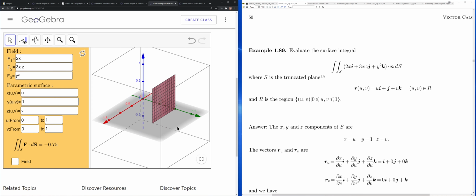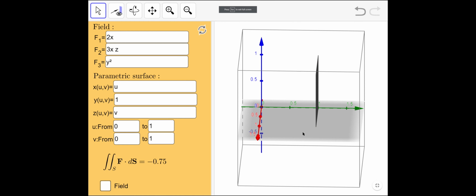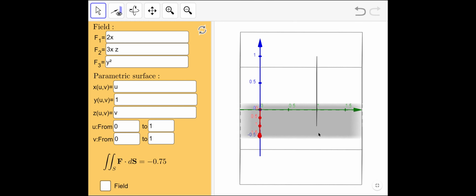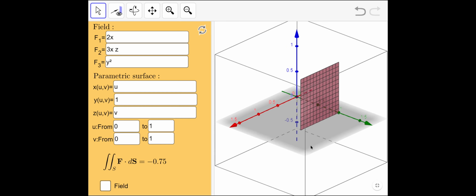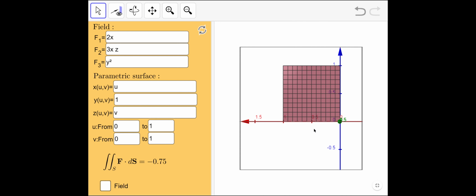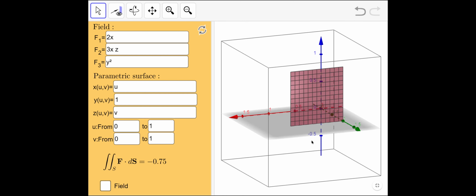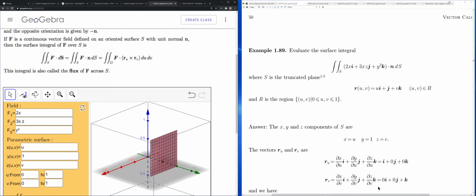This is part of your plane y equals 1. This green axis here is your y-axis, so your truncated plane is lying in the plane y equals 1. And looking at it this way, x goes between 0 and 1 and z goes between 0 and 1. So this is a truncated plane, and we saw this several times already. That's what S is.